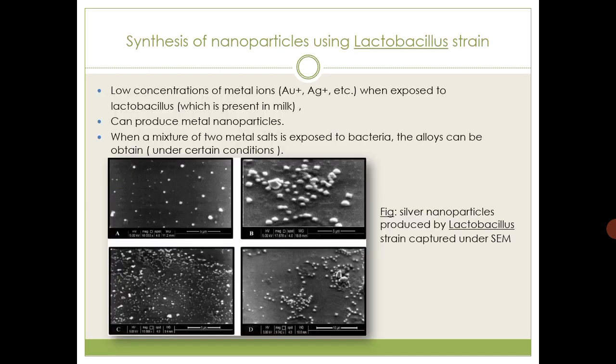So next we will see the synthesis of nanoparticles using Lactobacillus strain. So as we know, Lactobacillus is a probiotic bacteria and can be present in the milk and other dairy products. So this strain is also able to synthesize the nanoparticles, silver nanoparticles. Now when low concentrations of the metal ions are exposed to this strain, the Lactobacillus can produce the metal nanoparticles.